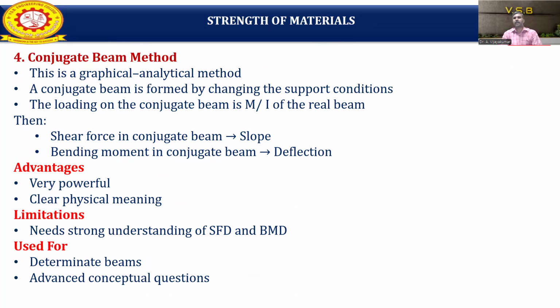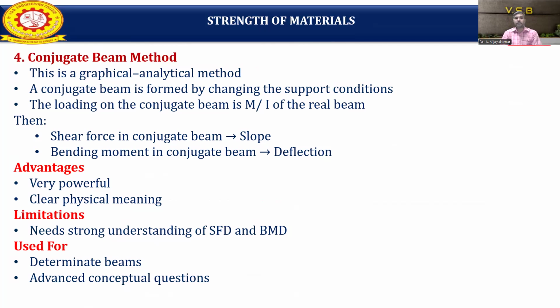It's a graphical analytical method when compared to the others, and we are also going to use it for theorems. The conjugate beam is formed by changing the support conditions. The real beam's support conditions change when making the conjugate beam, and the loading on the conjugate beam will be M by EI of the real beam. Then the shear force in the conjugate beam is the slope, and the bending moment in the conjugate beam is the deflection. This interchange happens for the conjugate beam.